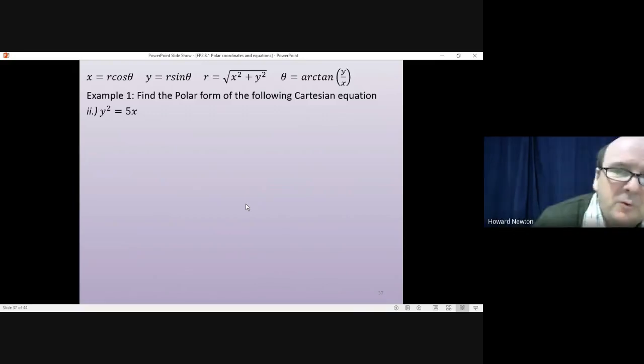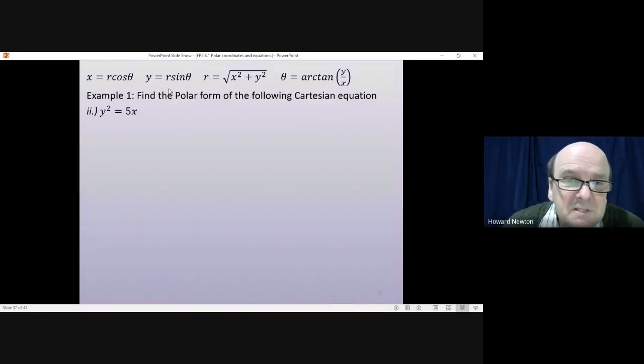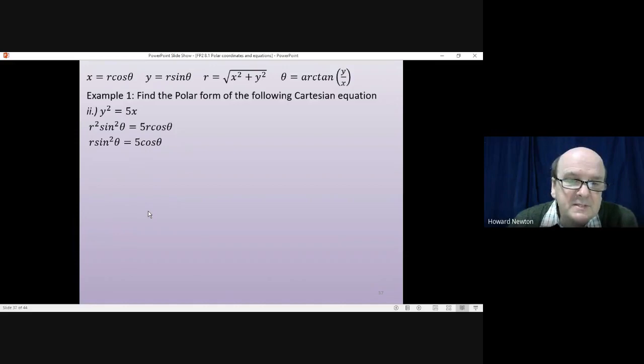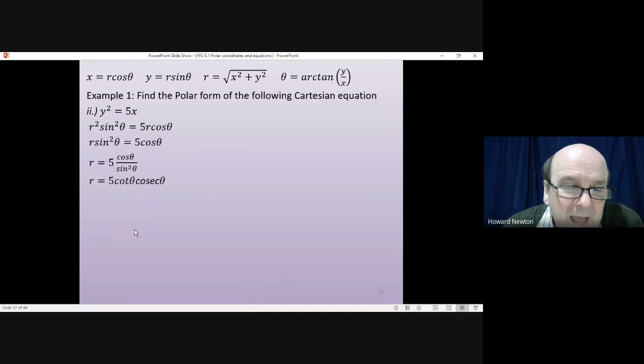Okay, now with this type of question, converting from Cartesian to polar form, normally the thing to do is just to substitute in for x and y using these two equations. So y squared becomes r squared sine squared theta, and 5x becomes 5r cos theta. If I divide through by r, I'll get r sine squared theta equals 5 cos theta. And then dividing by sine squared theta gives me r equals 5 times cos theta divided by sine squared theta. And the simplest way to write that answer is probably r equals 5 cot theta cosec theta.